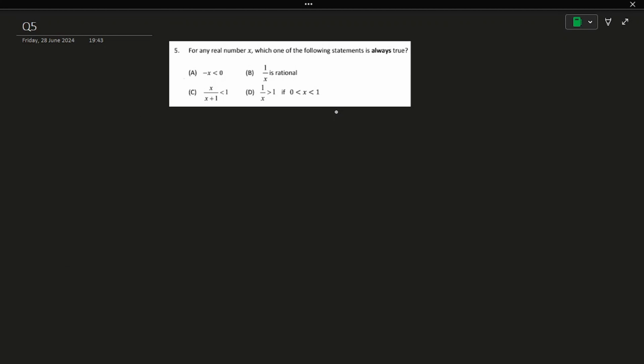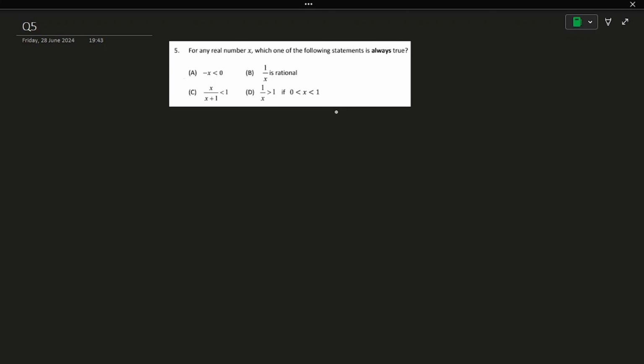Question 5 says, for any real number x, which one of the following statements is always true? It's very important for the always part. They actually bolded it to make sure that you know that it's very imperative that always true should be the case. Now, these kinds of questions are what we call trial and error questions. This means that we need to try each and every choice to see if it satisfies this always true condition.